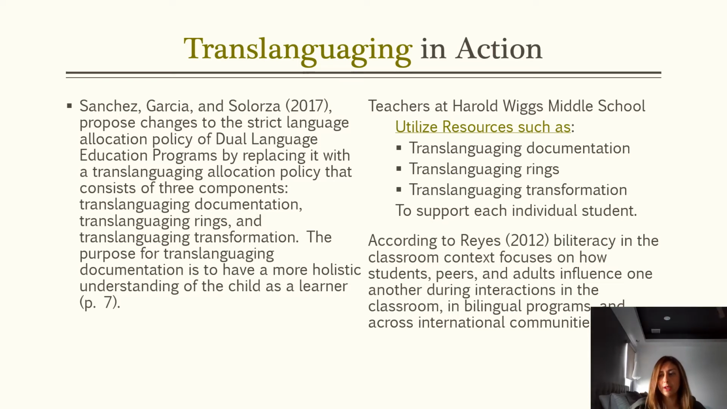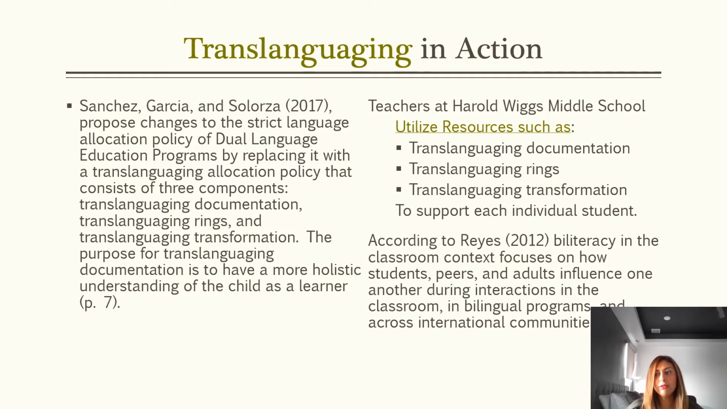During my observations in the classroom, I made an important connection. Although the school follows the 50-50 model, teachers at Harold Wicks Middle School utilize resources such as translanguaging documentation, translanguaging rings, translanguaging transformation. The students are allowed to utilize Google Translate, the use of videos, collaboration with peers, and small groups that offer translanguaging support. This is all done in an effort to support individual students.